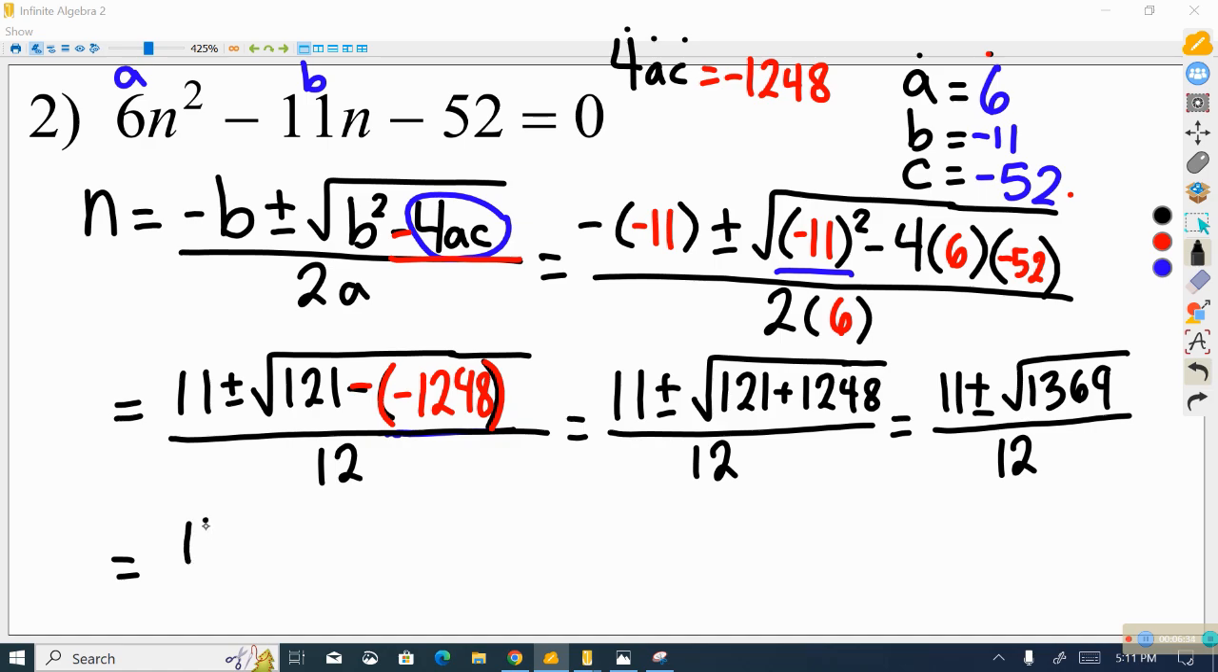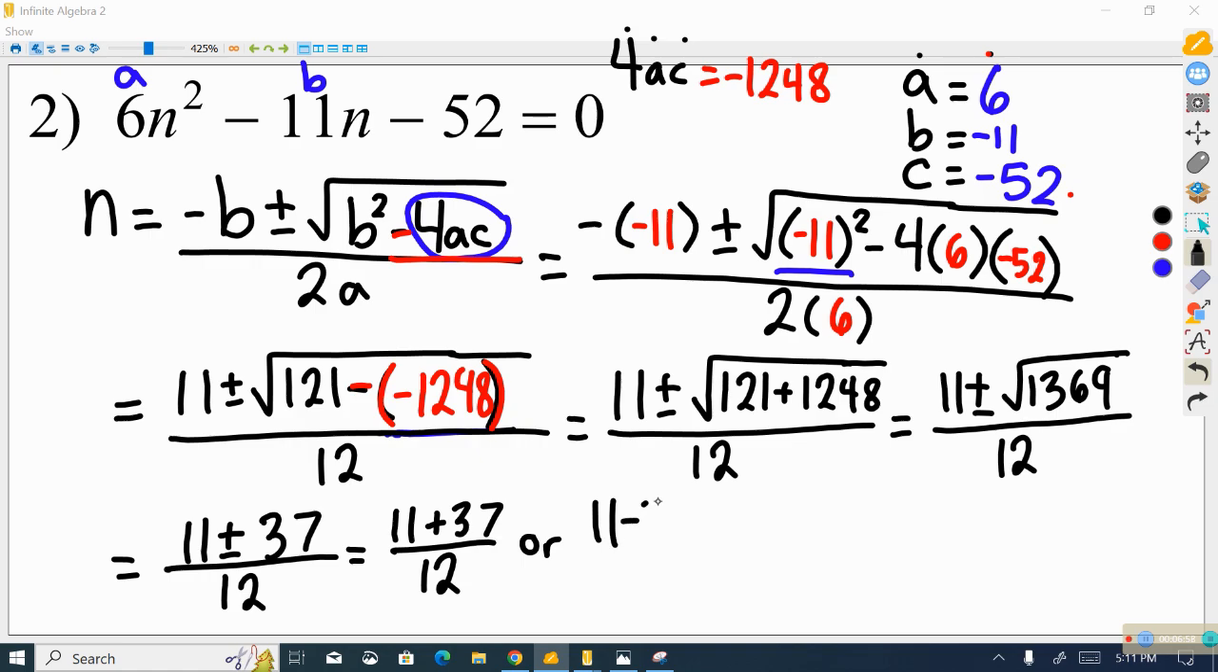So that means we have to do plus or minus 37. Okay, again, now the square root goes away because we've evaluated the square root, right? The value of the square root of 1369 is 37. And so now we have this all over 12. So now 11 plus 37 divided by 12, or we have to do 11 minus 37. So we have two different calculations that we have to carry out. So we'll do those two calculations, and then we'll try to simplify the fractions at the end.